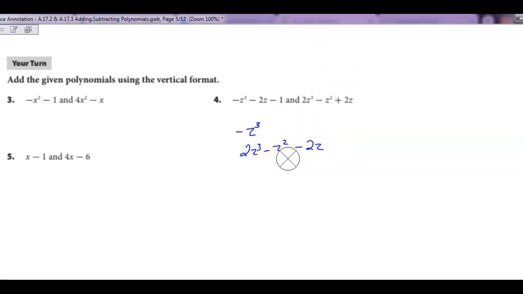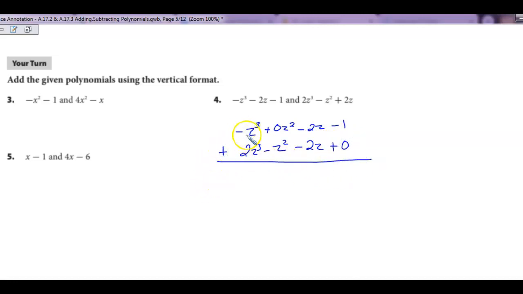I'm going to make my adjustment right here. I'm going to add a z squared by making a 0z squared. And then we'll take our minus 2z and then minus our 1. And then because I have nothing here, I'm going to add my 0 here. And we're going to add all of these.